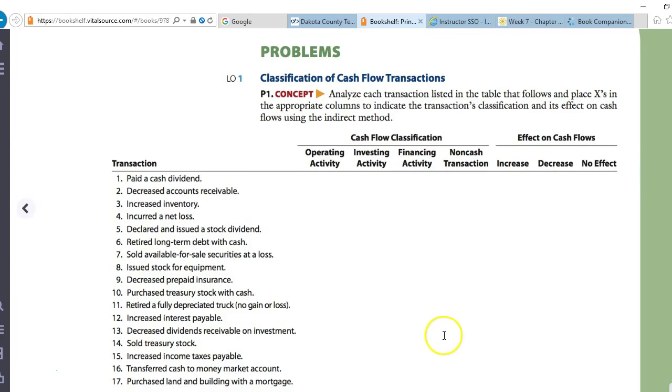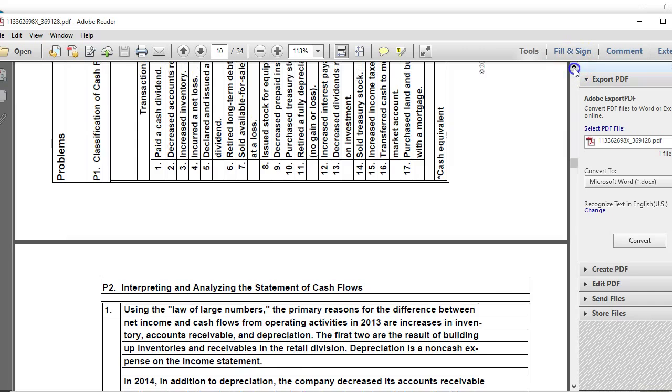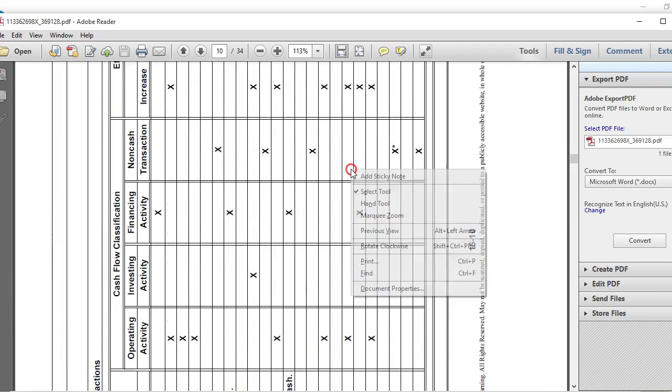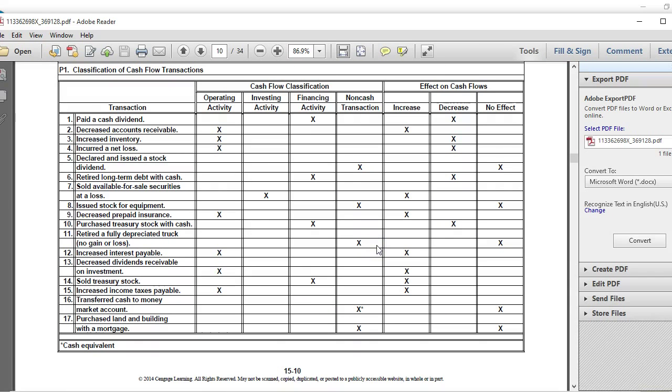Okay? So paid a cash dividend. What section is that going to go into, guys? Financing. Paid a cash dividend is going to go into financing. When you pay a dividend, it will always decrease cash. Okay?